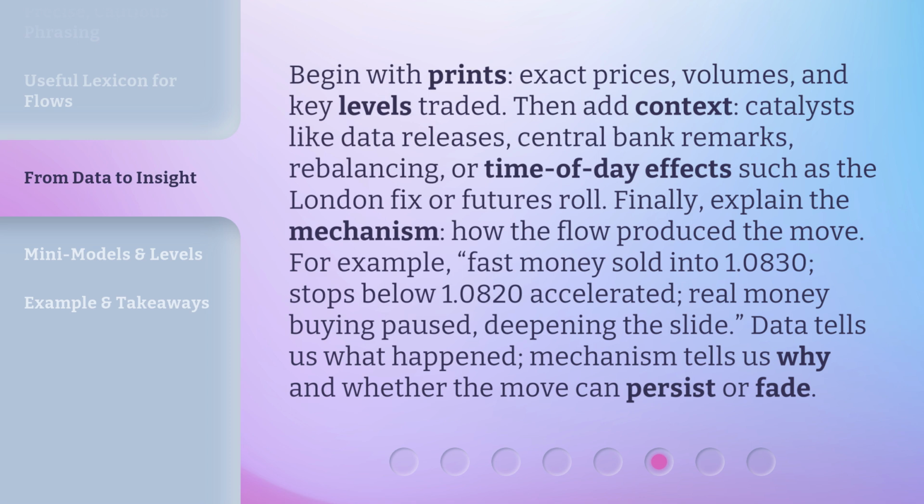Begin with prints, exact prices, volumes, and key levels traded. Then add context, catalysts like data releases, central bank remarks, rebalancing, or time-of-day effects such as the London fix or futures roll. Finally, explain the mechanism, how the flow produced the move. For example, fast money sold into 1.0830. Stops below 1.0820 accelerated. Real money buying paused, deepening the slide. Data tells us what happened. Mechanism tells us why and whether the move can persist or fade.